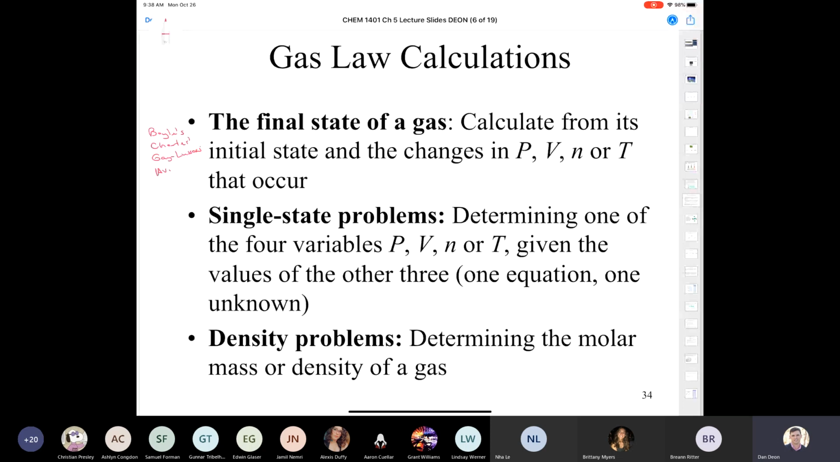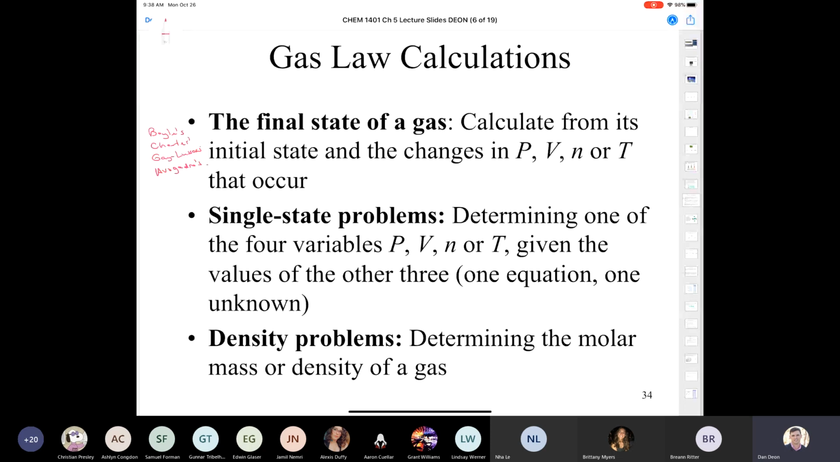I'll just put those on the Avogadro's law, right? Those are things where we did P1 and P2 and V1 and V2 and N1 and N2, so on and so forth. But single state problems, those are where we are going to determine either one of these four variables: pressure, volume, number of moles, or temperature, given the other three.